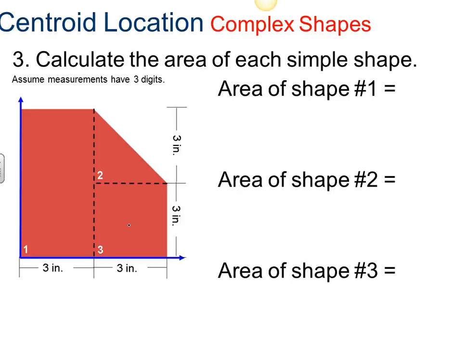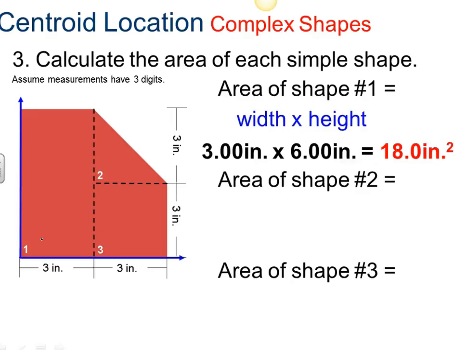So our third step in this is to calculate the area of each simple shape. So we've got shape 1 over here. It's our rectangle. So the area of that shape is going to be width times height, and that's going to be 3 inches in width, and 6 inches in height. So it's going to be 3 times 6 is 18, and that is inches squared for our final unit. Please make sure you're putting units in problems.